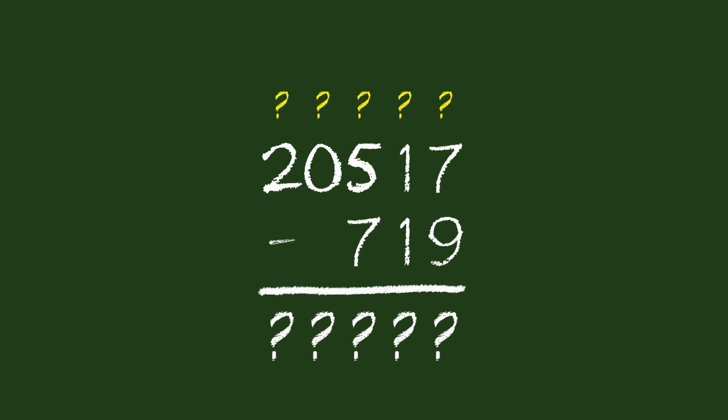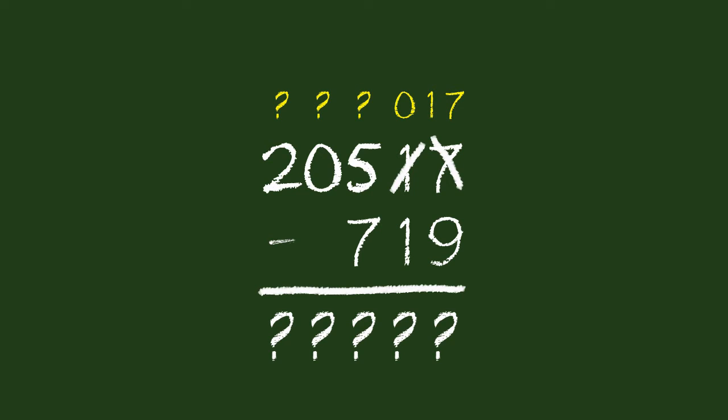Here we have 20,517 minus 719. As we have done in earlier levels, we will start by subtracting the 9 from the 7 in the ones column. Since 9 is greater than 7, we will have to borrow from the 1 in the tens column. Doing this puts a 0 in the tens borrow location and a 17 in the ones borrow location.